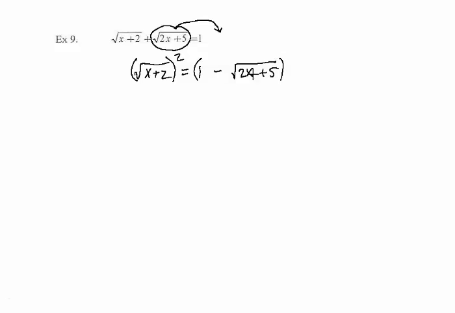Example 9, we want to move one of the radicals to the opposite side. So when it moves, it's going to change signs and become a minus the square root of 2x plus 5. We have one of the radicals by itself. It's a square root, so we square it. We go to the right and square everything over there. It becomes a binomial squared. The radical on the left gets knocked out.